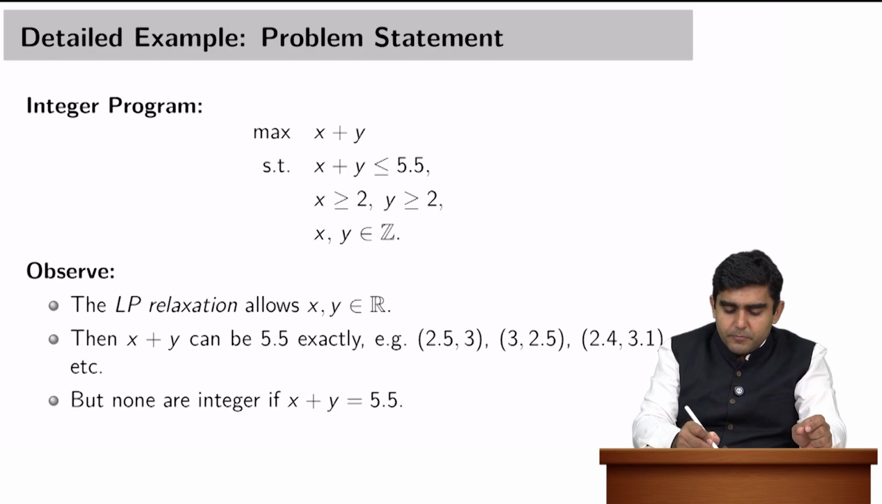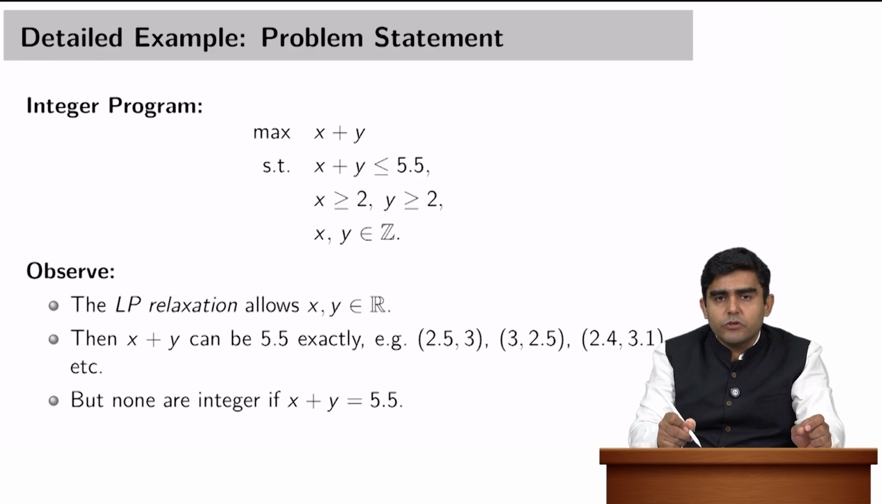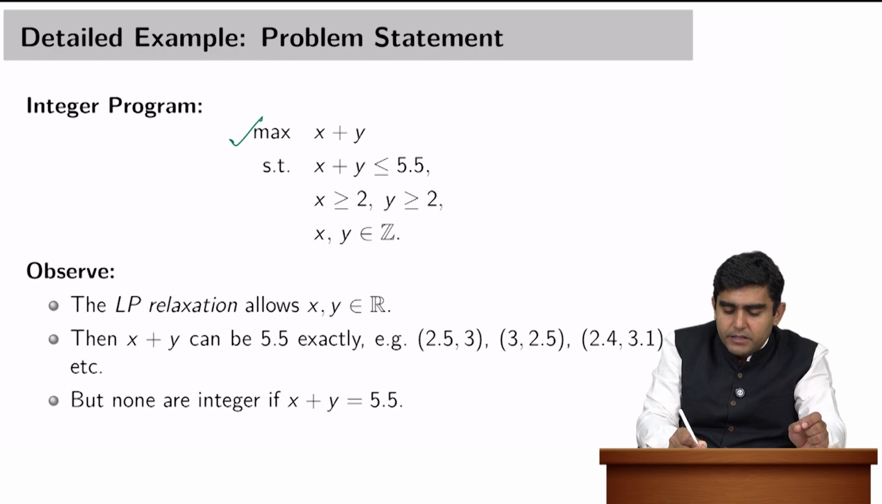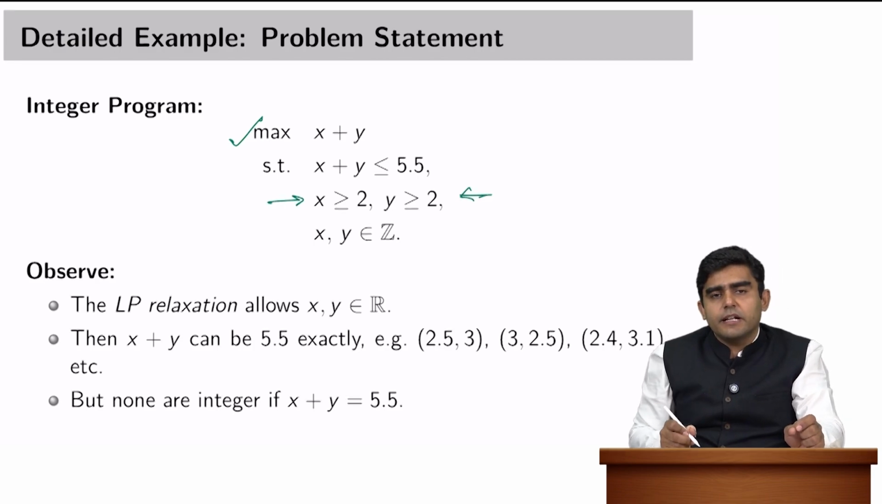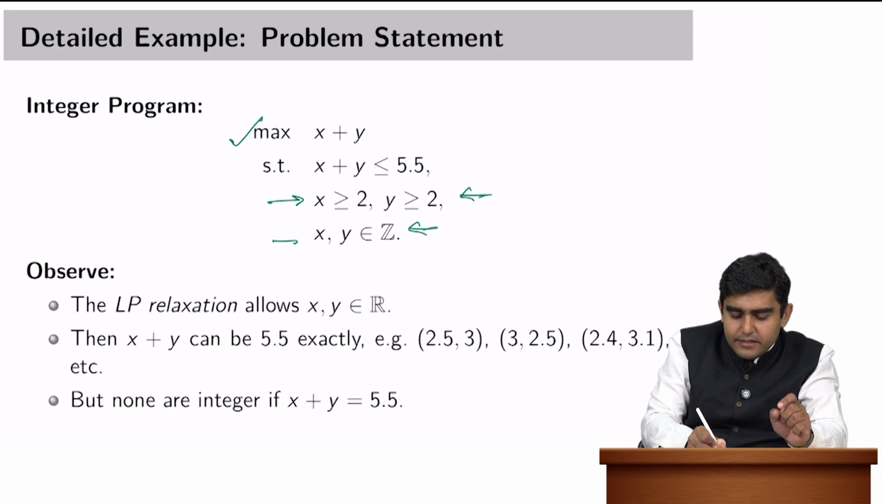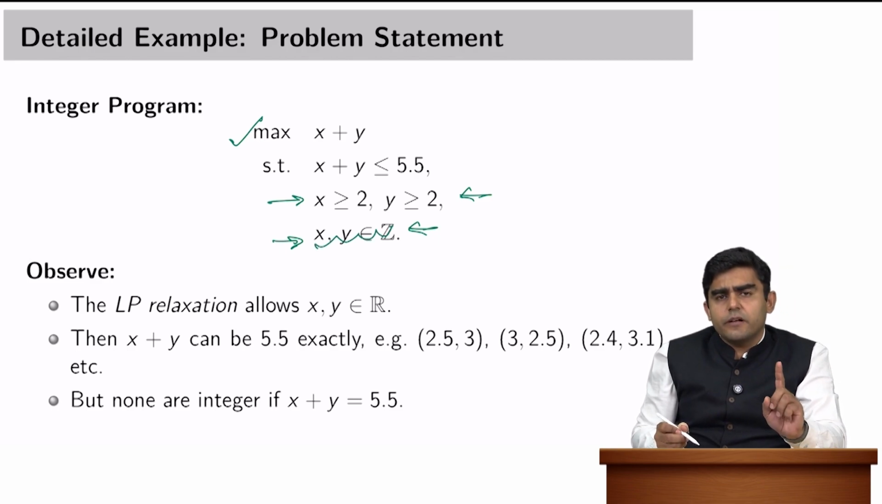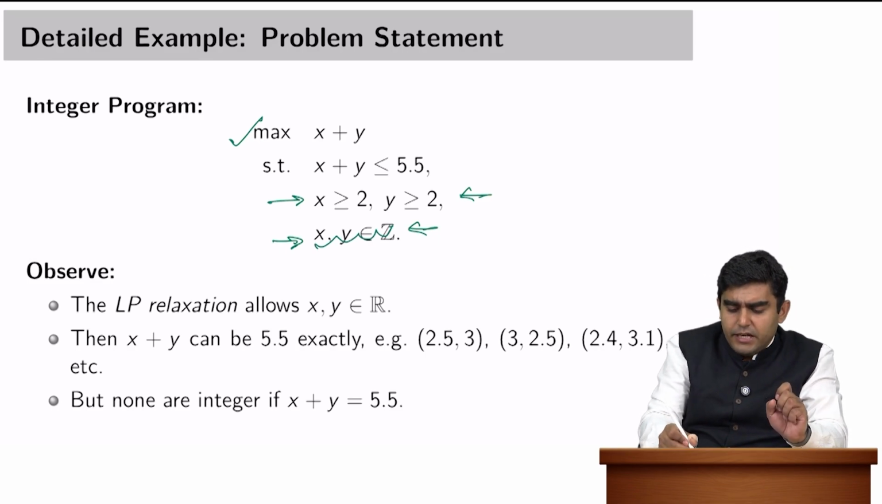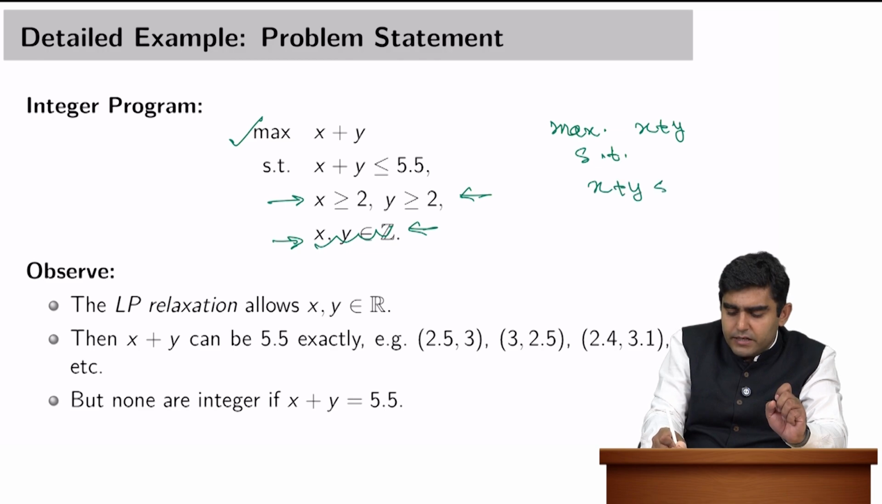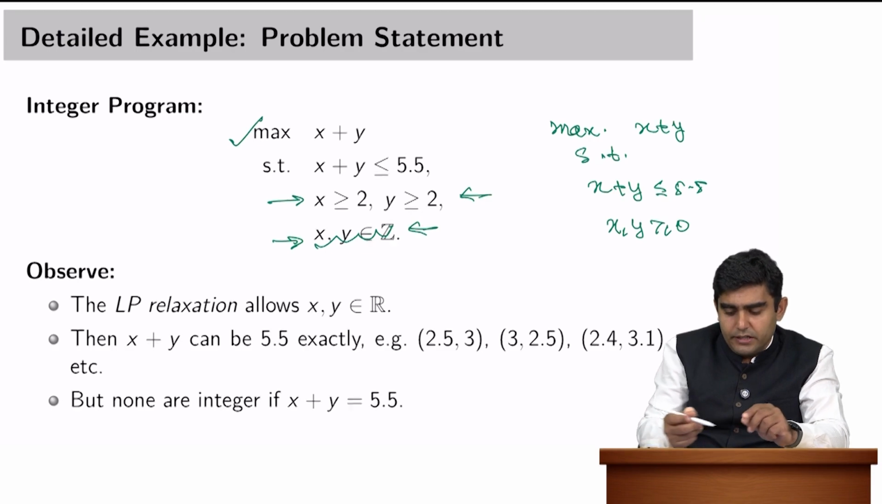So here is a problem, same problem, x plus y less than or equal to 5.5. This is a maximization problem. In addition, there are two more constraints, that x has to be greater than or equal to 2, y has to be greater than or equal to 2, and then there is an integer constraint. So first of all, what we will do is ignore this particular constraint in our first step of the branch and bound method and solve the problem, which is simply maximize x plus y subject to x plus y less than or equal to 5.5, x and y greater than or equal to 0.